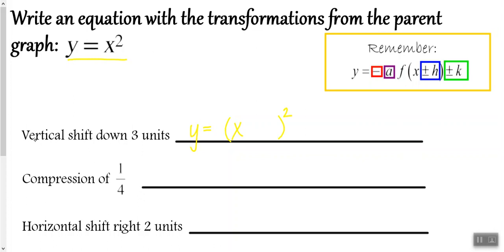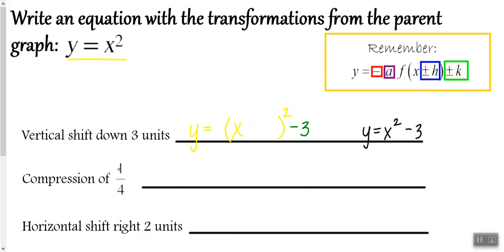So here, now I have a vertical shift down 3 units. My vertical shift comes at the very end. That is my k. Since I'm moving down 3 units at the very end, I just have minus 3. And that's it. There's only one transformation for that one. And you can leave it like this, you can leave it spaced out, or if you want to rewrite it so it's a little bit cleaner, I'm going to do that in black. It would be y equals x squared minus 3. Again, either one works though. All right.